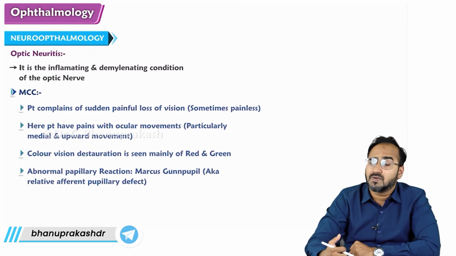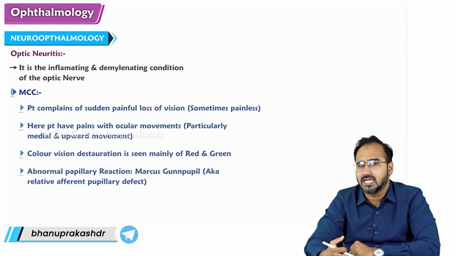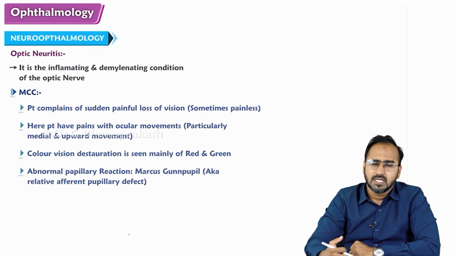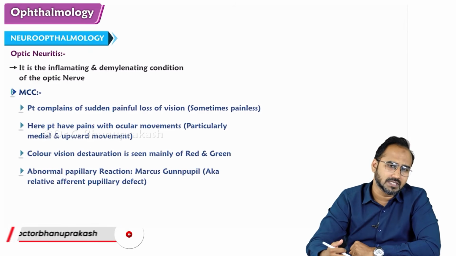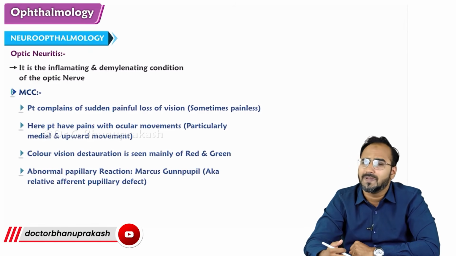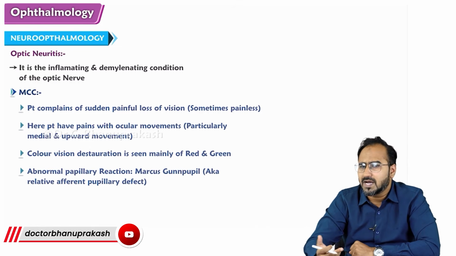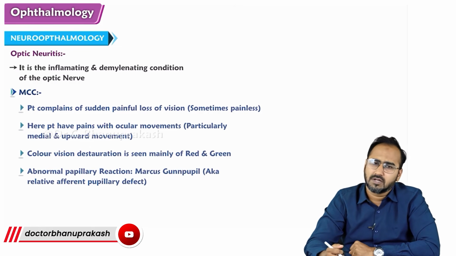In this optic neuritis, what is the common cause of it? Why does this optic nerve get inflamed? The most common cause of optic neuritis is multiple sclerosis. Apart from multiple sclerosis, there are idiopathic causes.